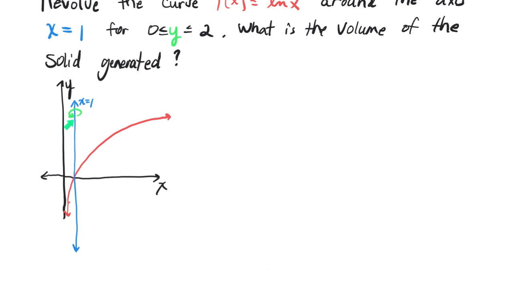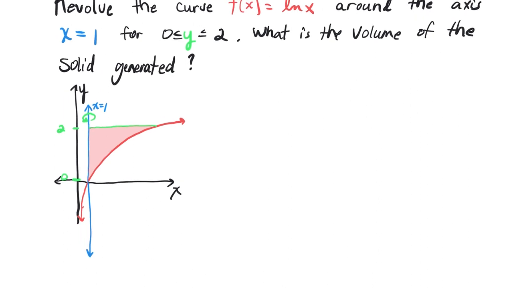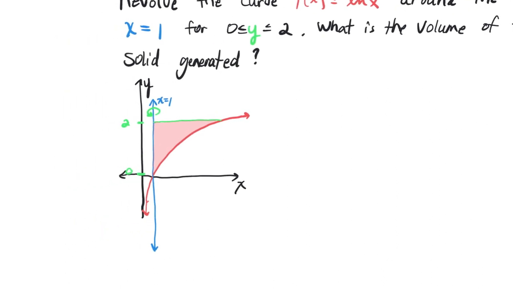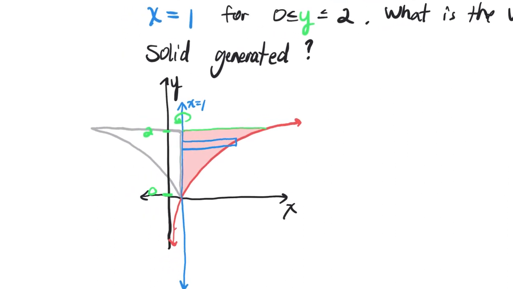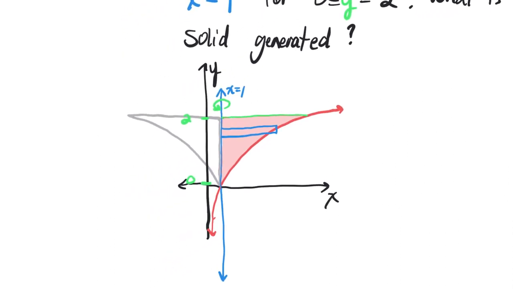I'll use this little arrow to indicate that. So this line will rotate around x equals 1, and everything on the inside will be considered our solid of revolution. And this is our representative rectangle. And when that rectangle rotates around x equals 1, it sweeps out a disk.